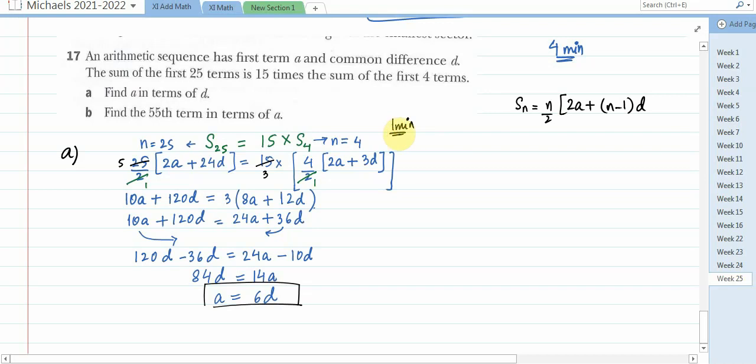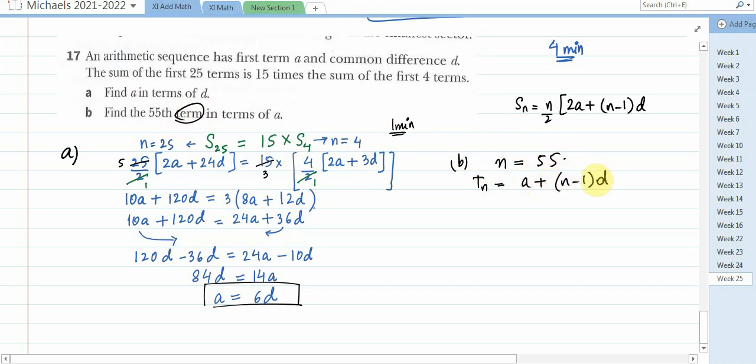Start. For part B, find the 55th term in terms of a. Now the value of n we have it's 55, right? We need to find out the 55th term. The working formula we are going to apply is Tn is equals to a plus n minus 1 d.